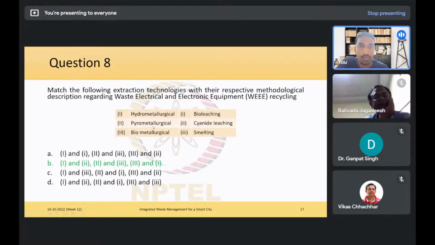The second one is the pyrometallurgical. So as the word pyro suggests, it has to do with heat or fire, right? So smelting is the process which comes under the pyrometallurgical process.